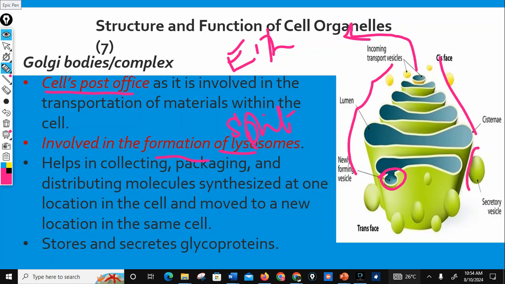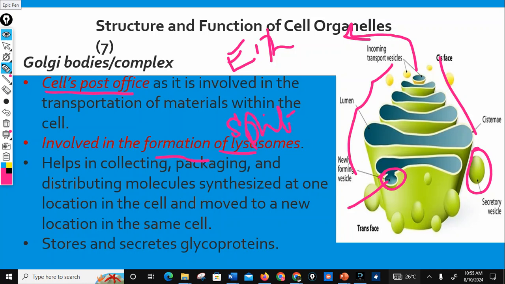So these are also secretory vesicles. Vesicles always pinch off of this Golgi apparatus, and they do so in either the cis direction or the trans direction. The Golgi apparatus helps in collecting, packaging, and distributing molecules synthesized at one location in the cell and moved to a new location in the same cell.